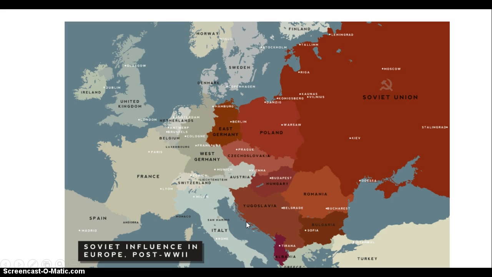Of course, Yugoslavia is a little bit different, and Albania. They were militarily strong enough to have seized back control themselves from the Nazis. And as we will see, Yugoslavia is very much a communist influenced country, but not necessarily a Soviet dominated communist country.